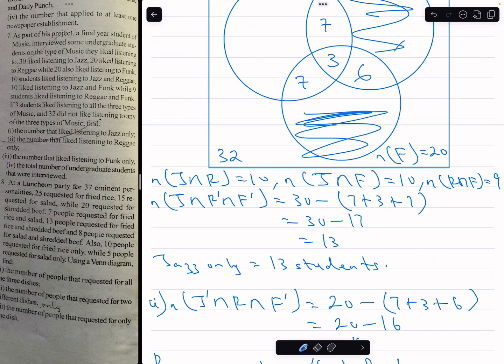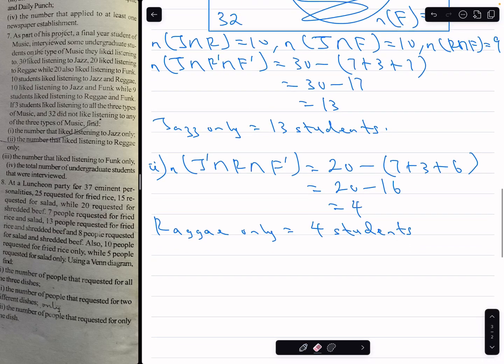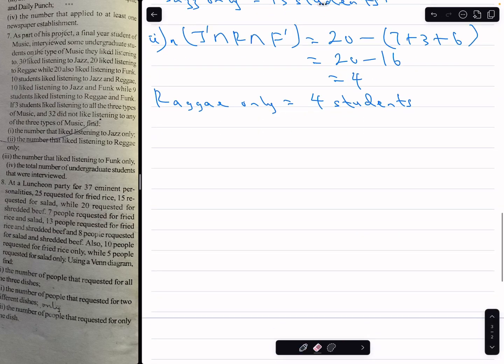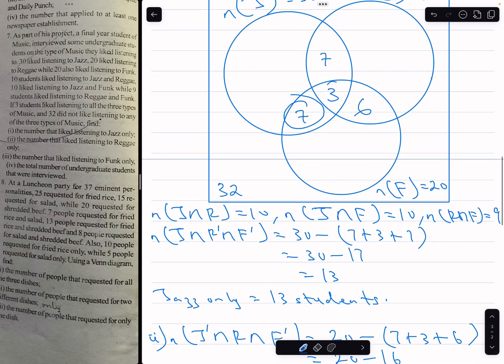And that's simply 20 minus the sum of 7, 3 and 6. That's the number that likes listening to funk only. So I can just say funk only, Roman figure 3, funk only is equal to 20 minus (7 plus 3 plus 6).